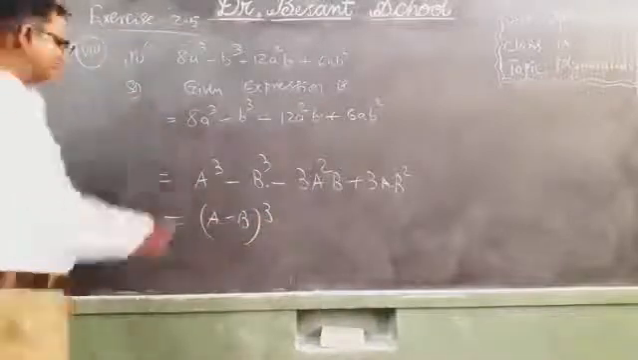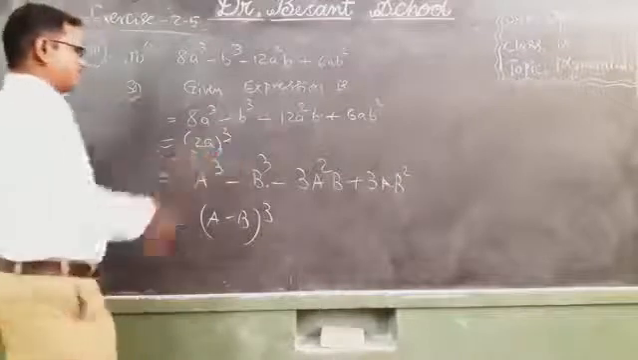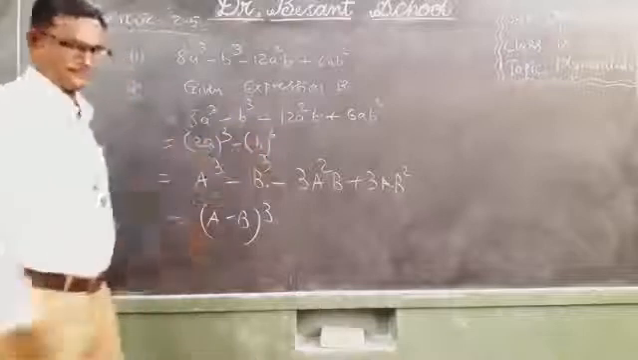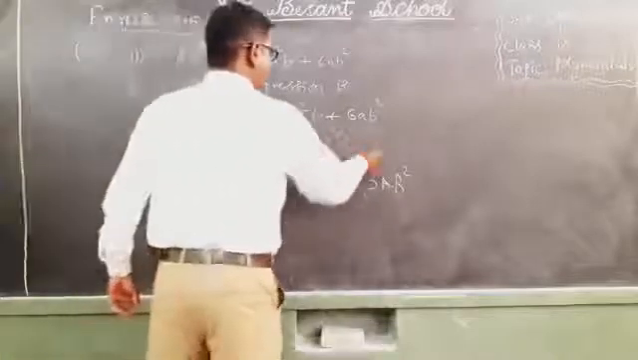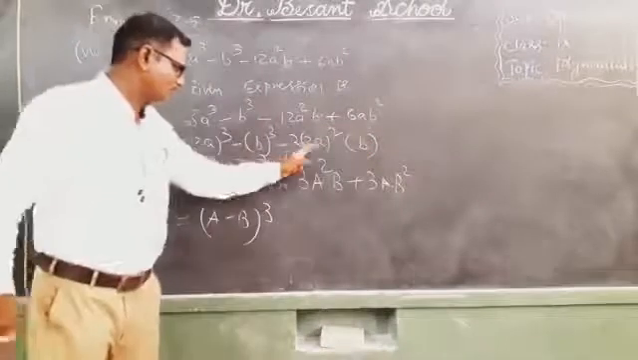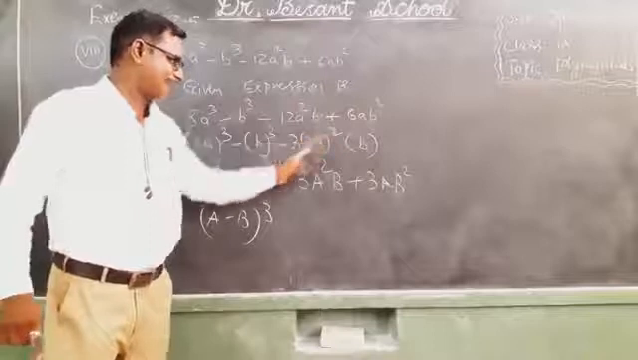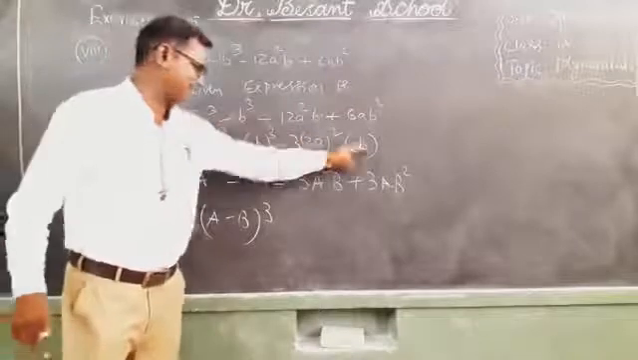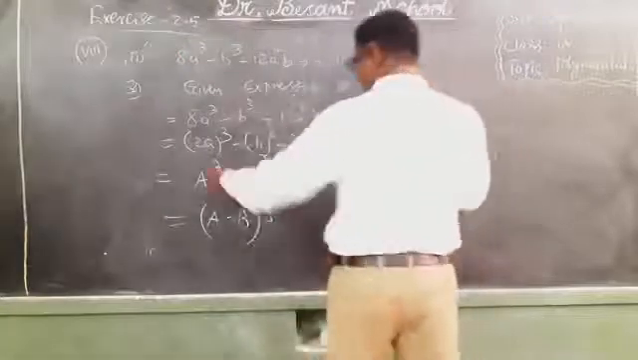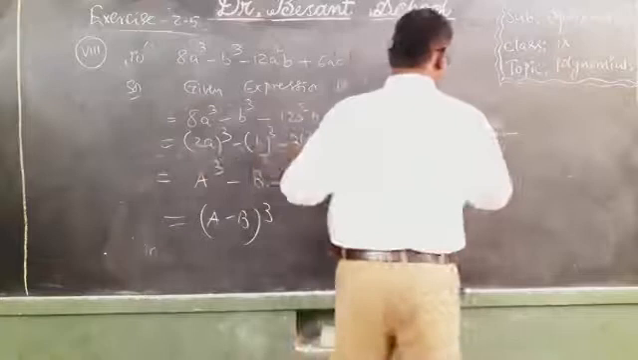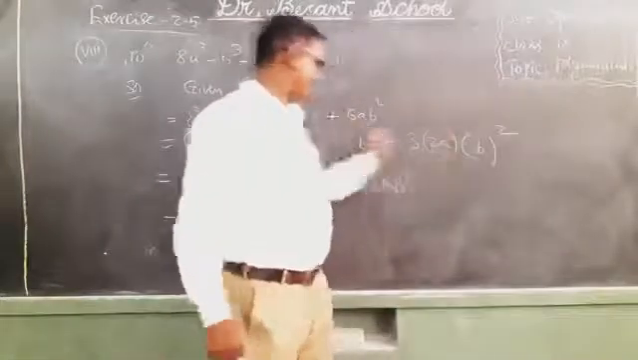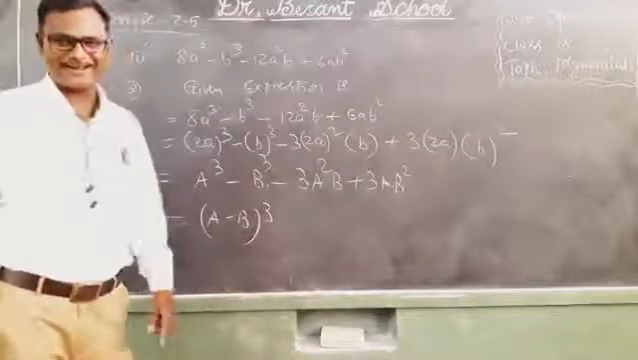Now let us verify. This is 2a whole cube, means 2 cube is 8a cube. Minus b whole cube is b cube only. Minus 3 into a square into b, where a means 2a, b means b. Now concentrate. 2a whole square means 4a square, 4a square into 3, 12a square b. Plus 3 into a into b square, where a means 2a, b means b. So now observe. 3 2s are 6ab square. Did you understand?